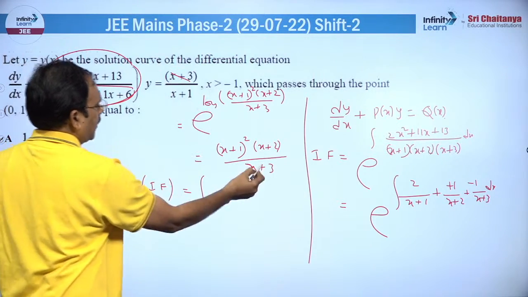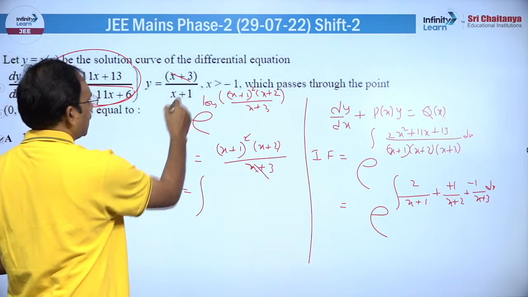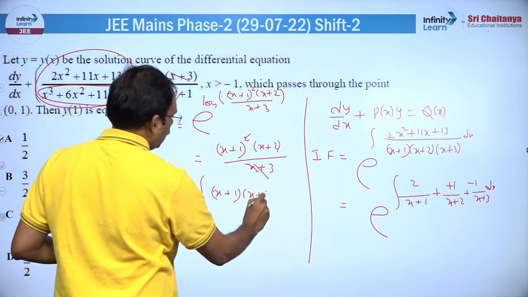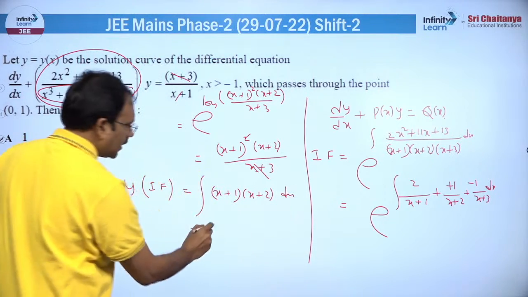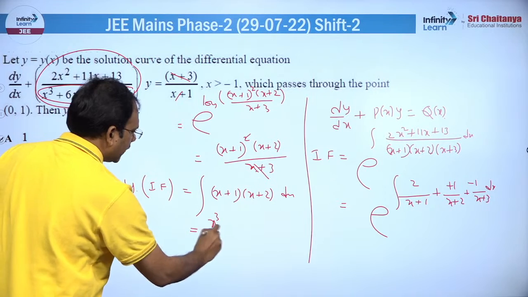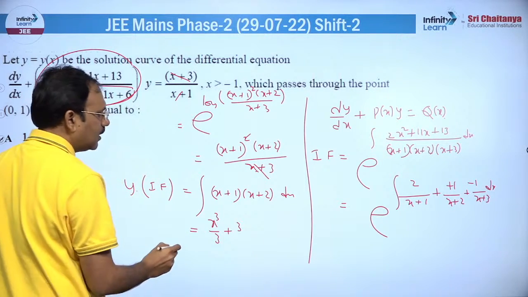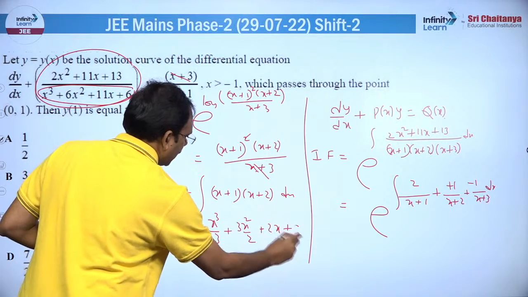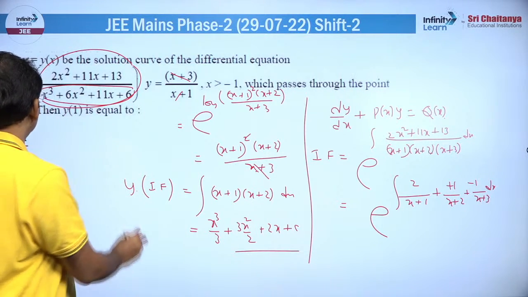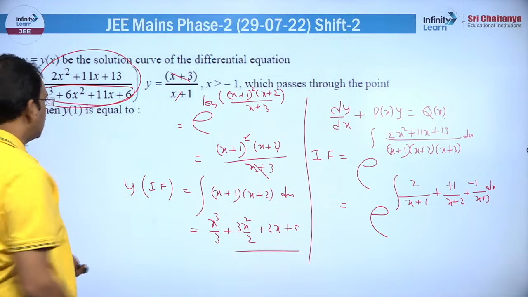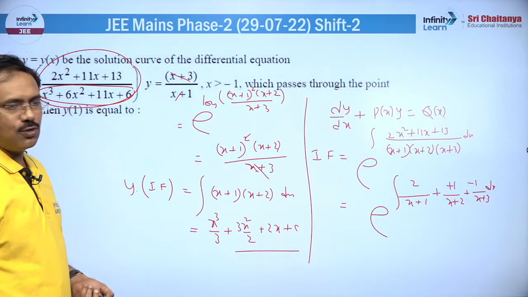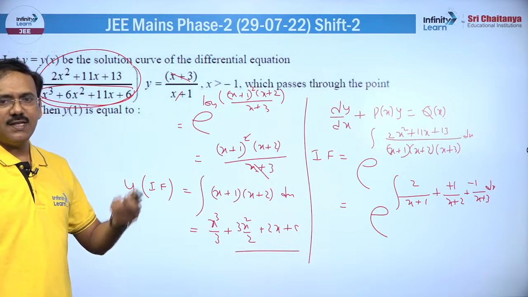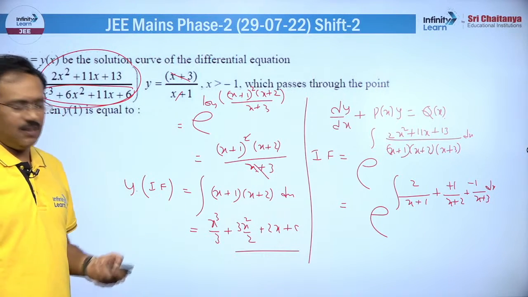x plus 3 got cancelled, x plus 1 gets cancelled, you are going to get x plus 1 into x plus 2 dx. Here its integral is very simple: x square integral x cube by 3, 3x integral 3x square by 2, 2 integral 2x plus c. To find c, he has given it is passing through the point 0 comma 1. You can just substitute, you will get c value. So, you can also find y of 1, my dear friends. It is a routine question, but a bit lengthy, right.